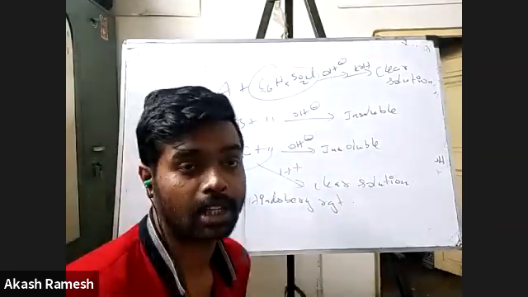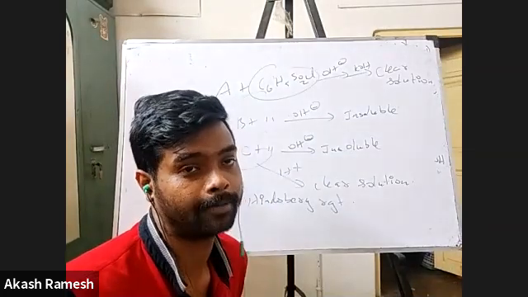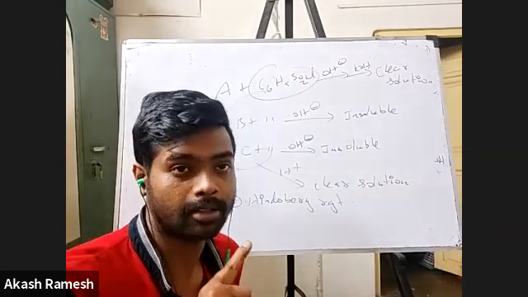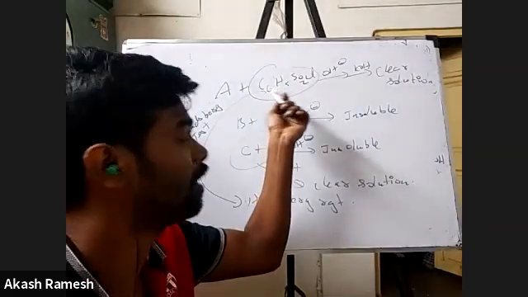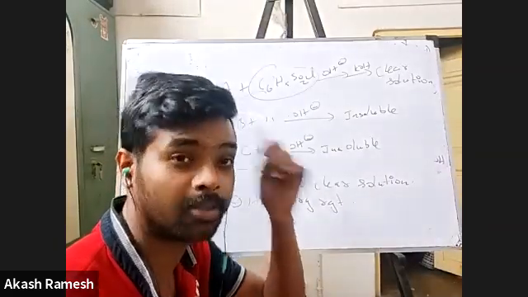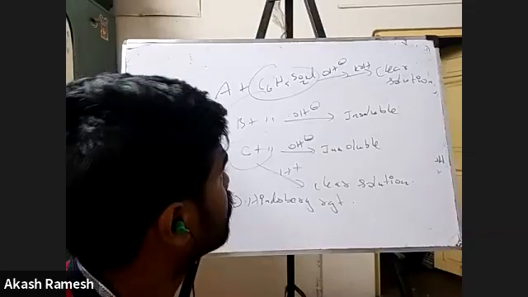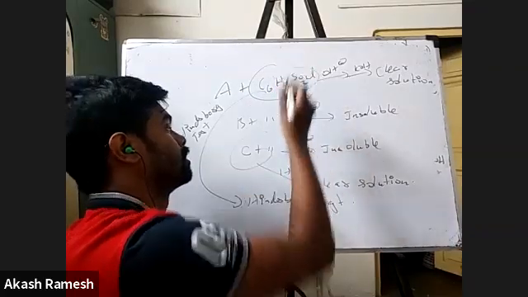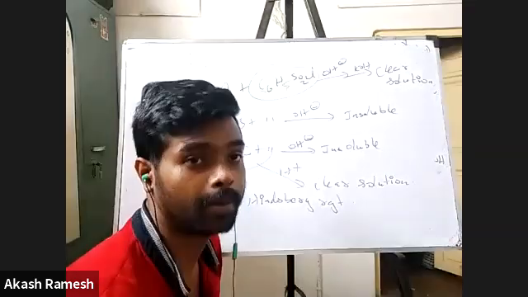C6H5SO2Cl is benzene sulfonyl chloride. I'm sorry, this is not tosyl group, guys. Tosyl group should have a CH3. Hope you understand. Along with C6H5, I should have had a CH3. That is the tosyl group, toluene sulfonyl chloride. This is benzene sulfonyl chloride. So, anyways, this time it's not there. So this is what is called as your Hinsberg reagent. Hope you understand the test.